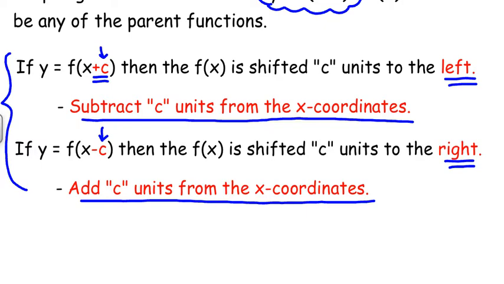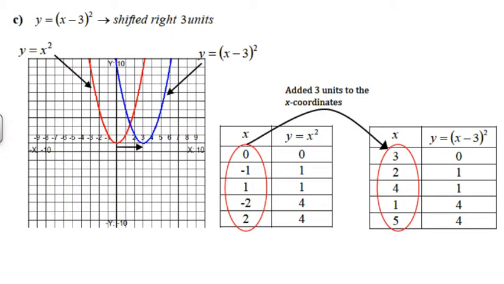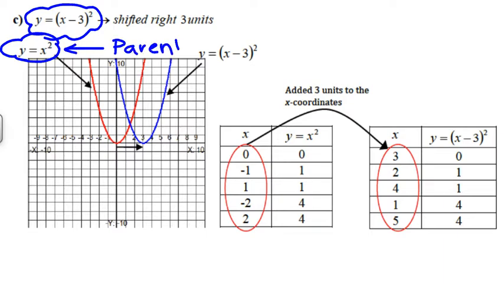Now that's probably a little bit fast for you, so I want to make sure you pause and get ready to move on. So these next two examples I do not want you to write down. We're going to take care of doing some together. So here is our parent function, y equals x squared. This is our parabola. And then our new equation with the transformation has this minus 3. So that's going to shift it to the right 3 units.